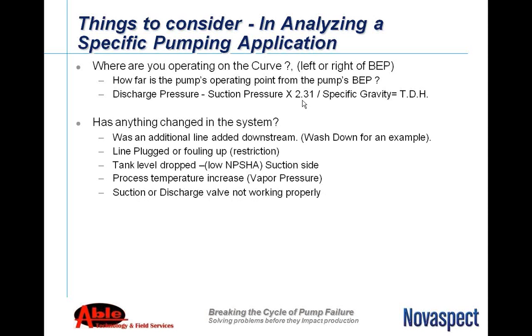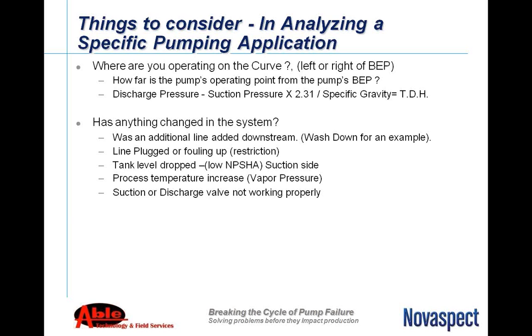And then the other question I typically ask is, has anything changed in the system that you have maybe just changed in the last three to four months prior to this failure taking place? I've seen it many times where an additional line was added. A work order got cut. They added a line downstream, wash down, for example, and they picked up the flow on the pump. And so now that pump is operating more to the right of BEP, or the design point.